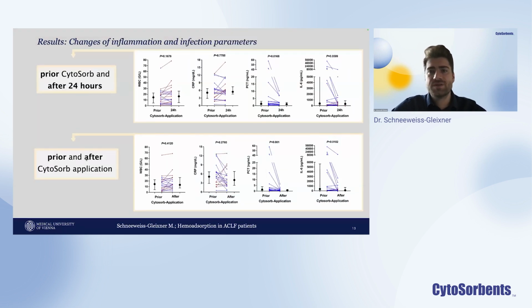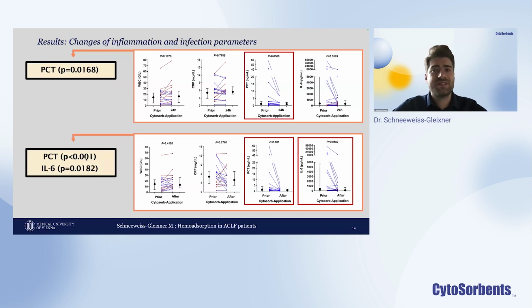In the next step, we also investigated the inflammatory parameters, if there were any significant changes. And what we found is that the conventional inflammatory parameters, including the white blood count and the CRP, didn't show any dynamics in any direction. However, the more specific and more fast-acting pro-inflammatory cytokines like procalcitonin and interleukin-6 showed some very significant changes, meaning that they decreased after the use of the CytoSorb adsorber. So for procalcitonin already after 24 hours, and for procalcitonin and interleukin-6 after the whole CytoSorb therapy, meaning that we have here an effect on pro-inflammation in our ACLF patient population.